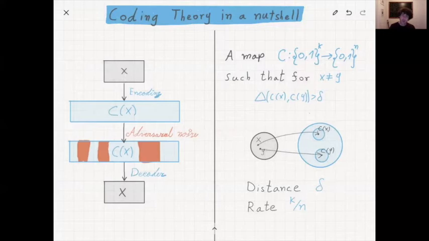We have two main parameters that we care about. One of them is the distance of the code, which is the guarantee, this delta, that tells us how far apart two codewords are. The other is the rate, which is simply k divided by n. This is a measure of the amount of redundancy that the code incurs. So the name of the game is typically to get the best possible distance delta while getting a rate which is as small as possible.